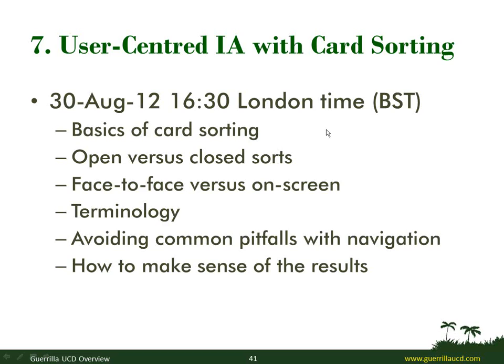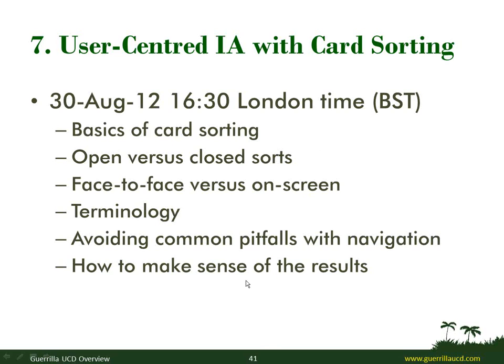workshops that I've been running for quite a few years now of various lengths. I run this as a half-day workshop. I just ran it at the CHI conference in Austin a couple of weeks ago as a half-day workshop. I've run it also as a whole-day workshop. But this is going to be just a 90-minute overview. We're not obviously going to have a chance to do card sorting, but we'll talk about the basics. We'll talk about how to do card sorting face-to-face, and also how to do it on screen, and some of the common problems and how to make sense of the results.